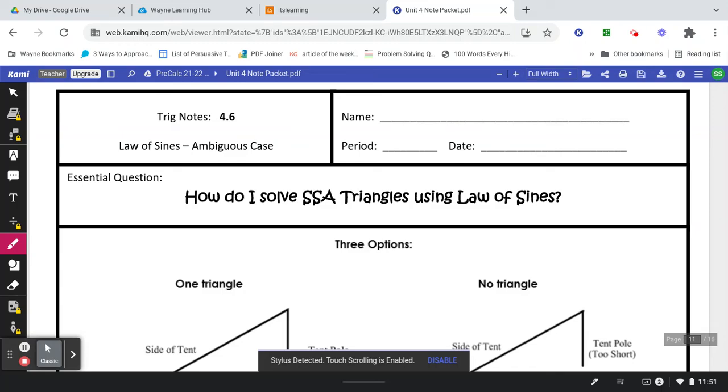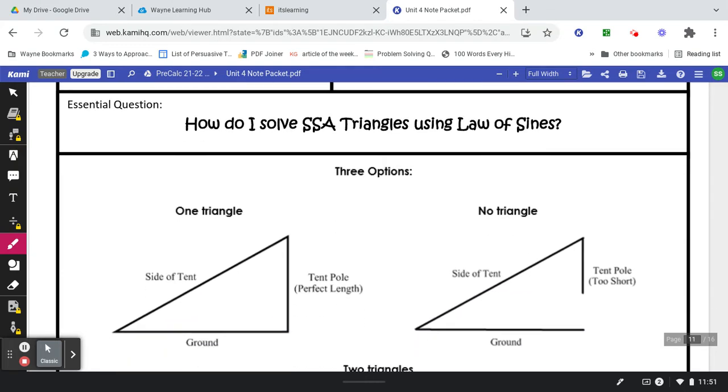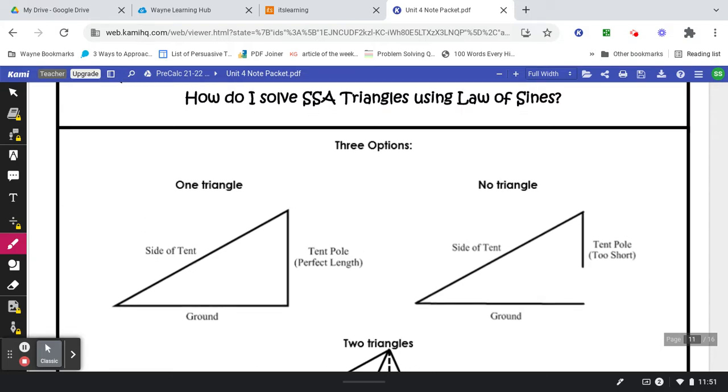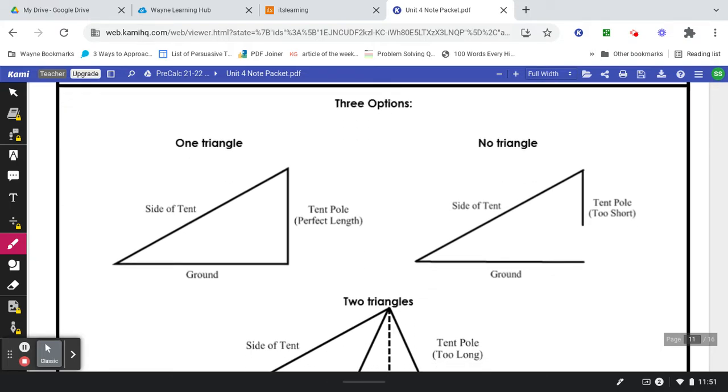These are the 4.6 notes for trig. The essential question for today: how do I solve side-side-angle triangles using law of sines? So we have something that happens when you have a side-side-angle triangle. You have three things that could potentially happen.